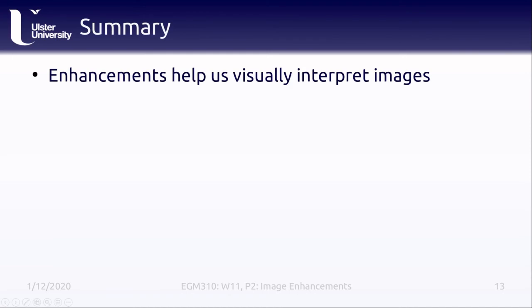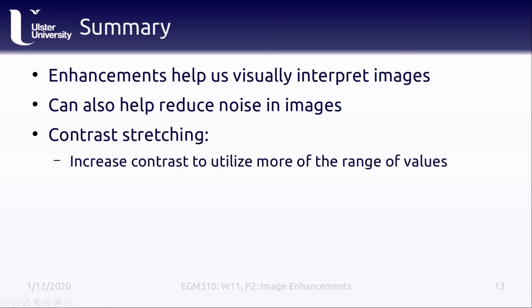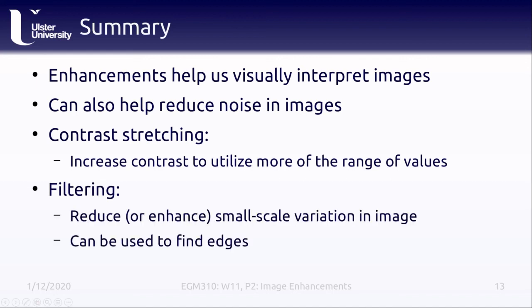In this lesson, we have learned about how we can use enhancements to help us visually interpret images and reduce noise in images. We learned about how we can use contrast stretching, a type of enhancement that increases contrast in images, to help us see more detail and use more of the range of possible values. We also learned about filtering, which we can use to reduce or enhance small-scale variation in images. We also saw some examples where we can use this technique to find the edges of objects in an image.